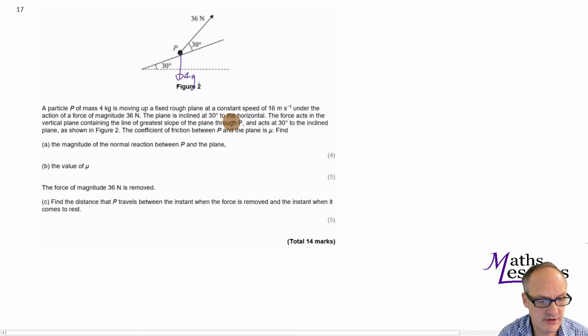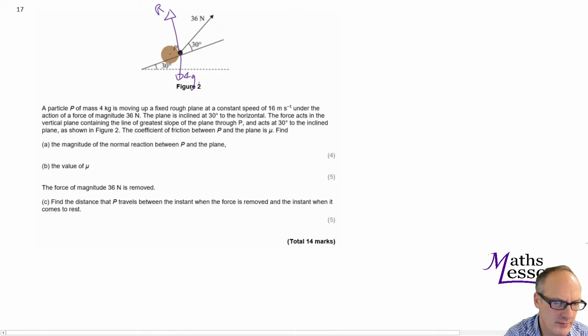The plane is inclined at 30 degrees to the horizontal. The force acts in a vertical plane containing the line of greatest slope. So we're going to have a normal reaction here. Okay, 30 degrees. The coefficient of friction between P and the plane is mu. Find the magnitude of the normal reaction between P and the plane, and find the value of mu.